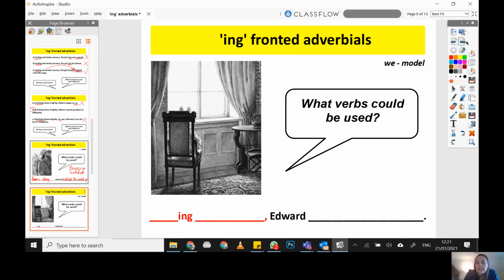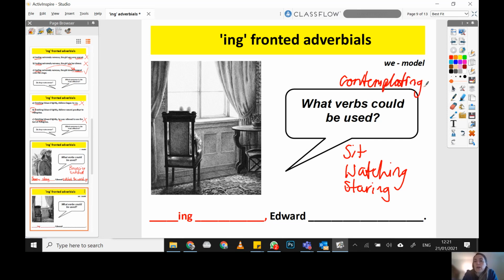All right, so we could say that he is sitting. He is watching. We could say he is, excuse my messy handwriting, staring. We might say he is thinking. He is contemplating. What is he doing that you could use to describe this picture? So I'm going to choose one of my verbs. I don't want to do watching and staring. Do you know why?